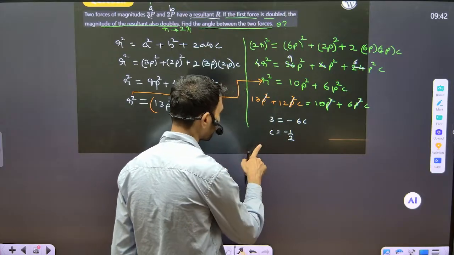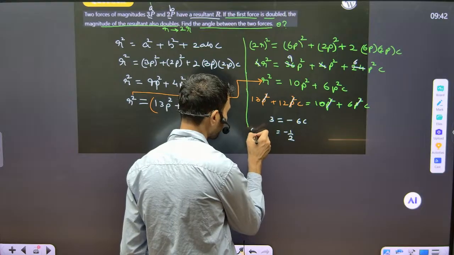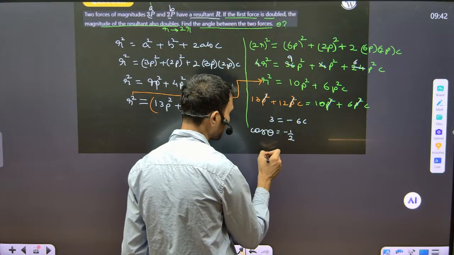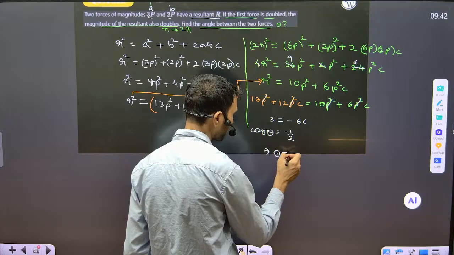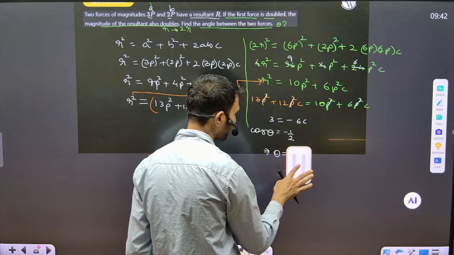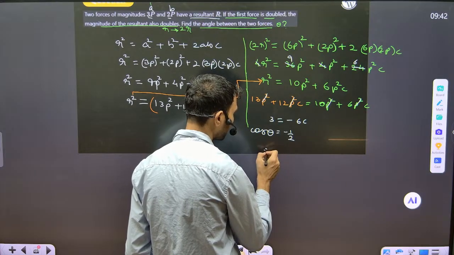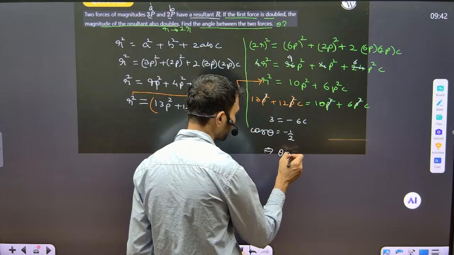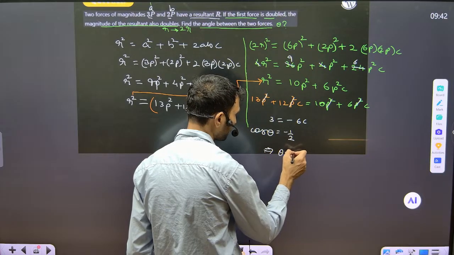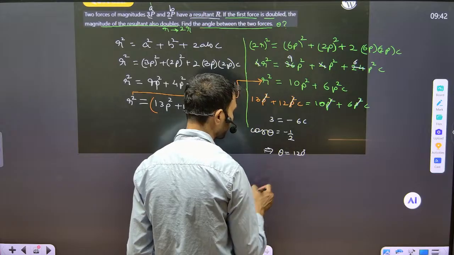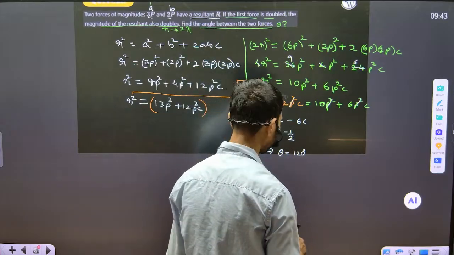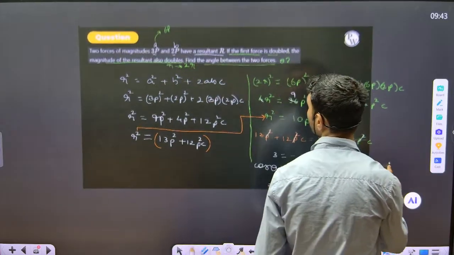which means c is cos theta, right? So you're telling me that cos theta is minus 1 by 2. This implies that theta must be how much for this to happen? Okay, theta equals 120 degree. Okay.